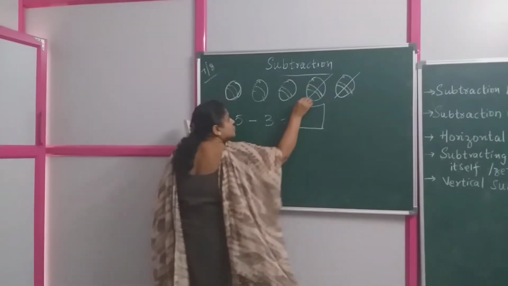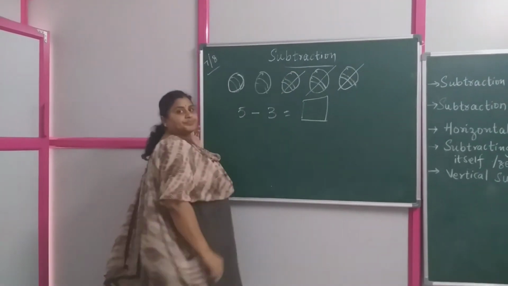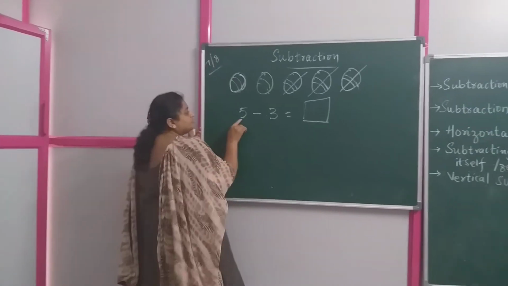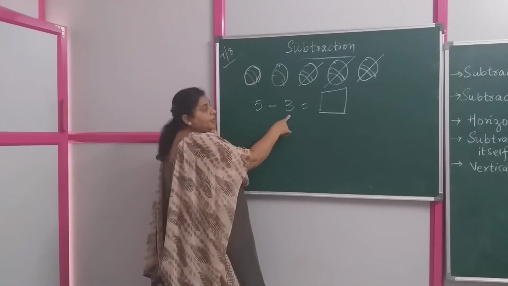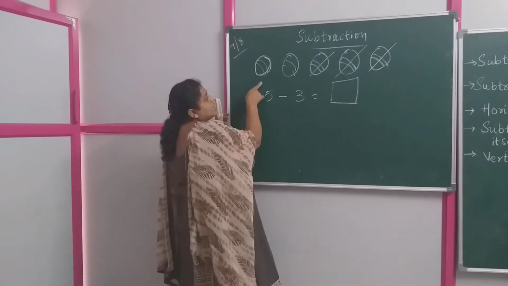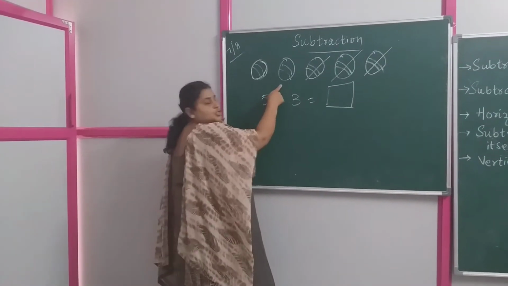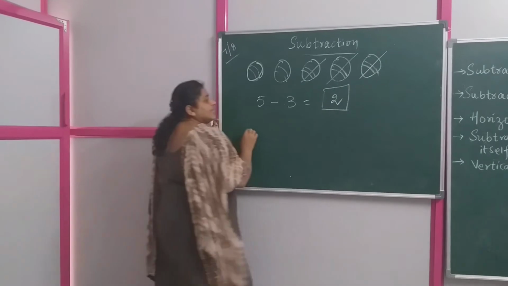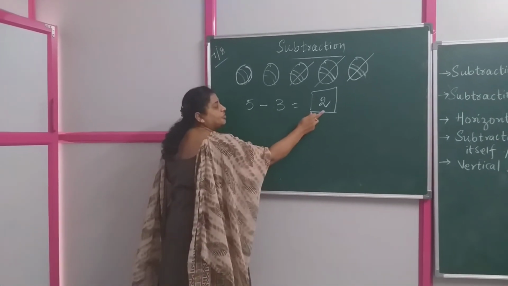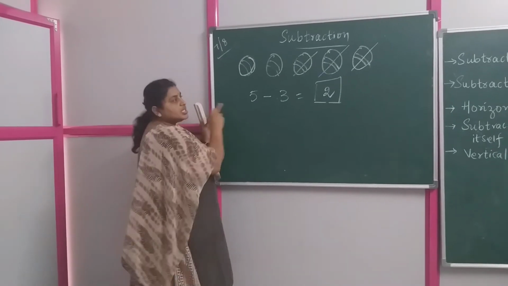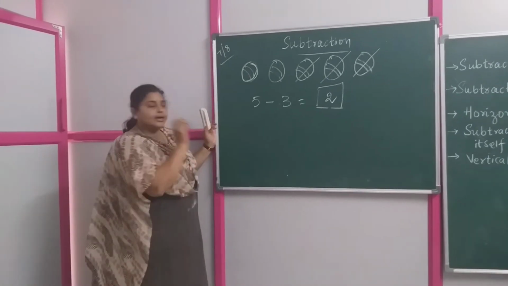1, 2, 3. Alright children. So from 5, how many balls have been struck out? 3 balls. How many balls are left over? 1 and 2. So what is the answer? From 5, if you are taking away 3 balls, you are left with 2 balls. So this is subtraction by crossing out.